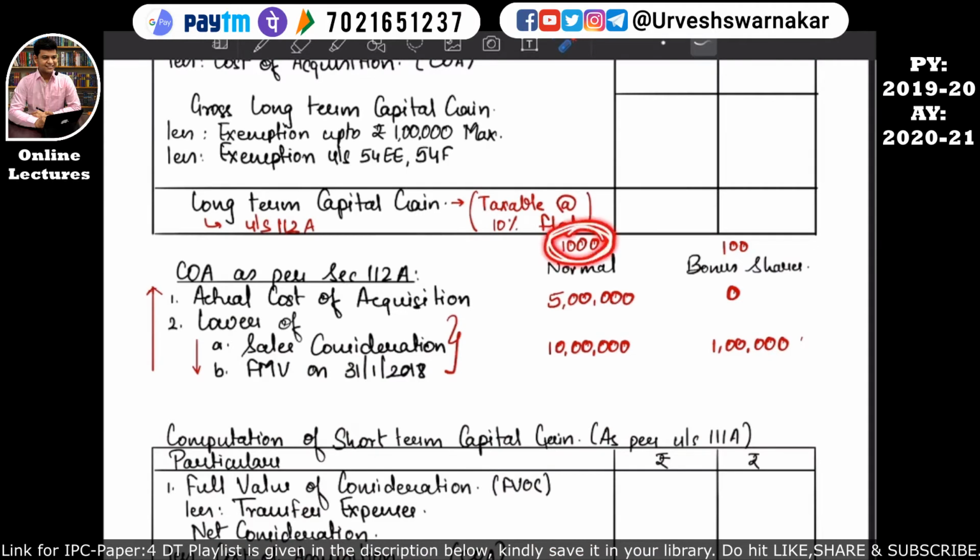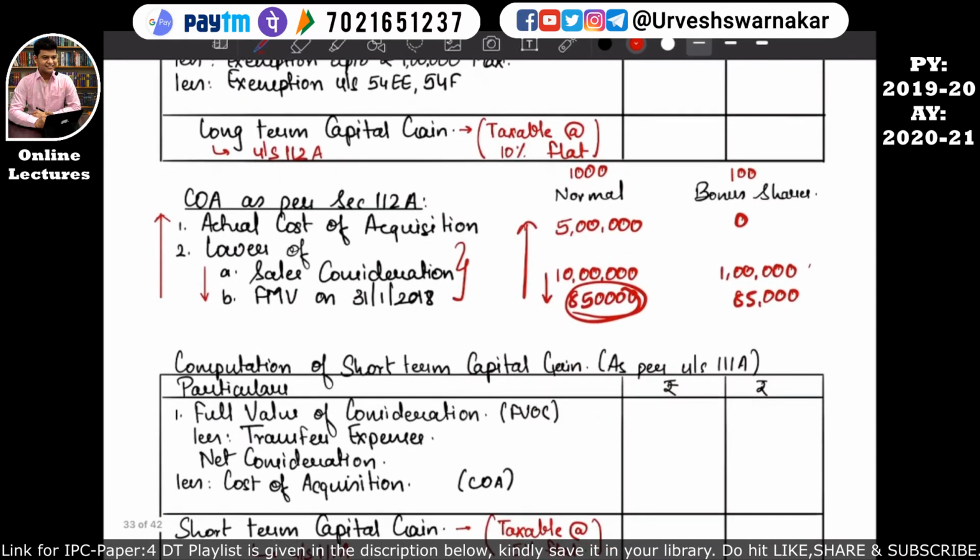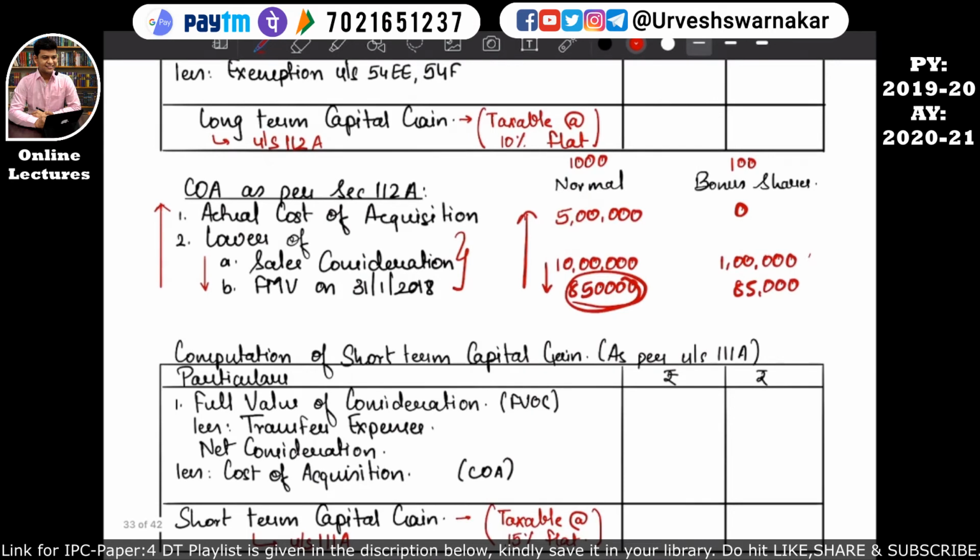So 1000 number of shares will be multiplied with 850. It will be equal to 8,50,000. And similarly, the fair market value of this bonus share will be multiplied with 850, so we will get 85,000 as the fair market value on 31st January 2018 for this bonus share. So whichever is lower of this two and whichever is higher of this two will be compared. Lower of this two is 8,50,000, and higher of this two is also 8,50,000. So our cost of acquisition for normal share is 8,50,000.